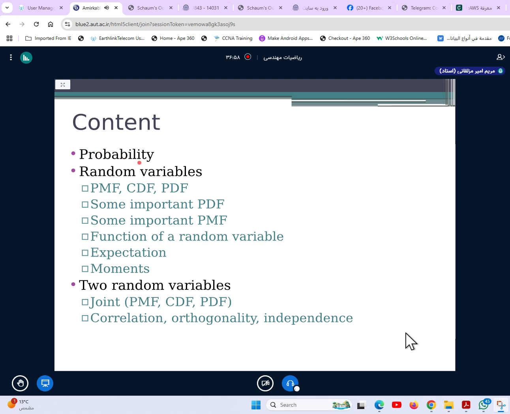First of all, we discuss probability. Then we discuss random variables. We introduce PMF, probability mass functions, CDF, PDF.